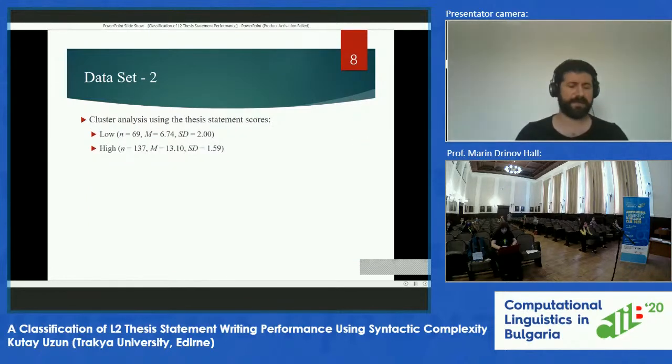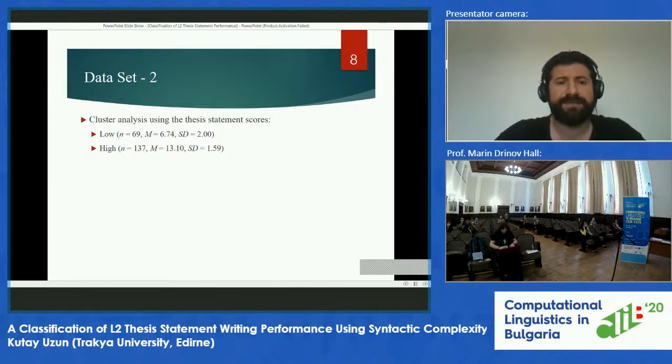Then I had numbers as the essay score, so I wanted to classify them as low scores and high scores. For this reason, I applied a cluster analysis, which resulted in a good fit with two clusters. The first cluster was the low scoring or low performing thesis statements, which had a mean score of 6.74, and they were 69 in number. And then the second cluster was the high-performing thesis statements, which had an N of 137 and a mean score of 13.10.